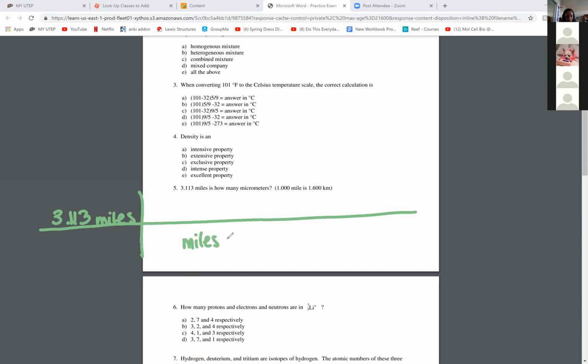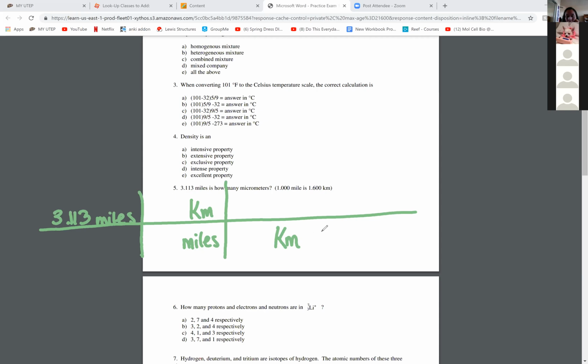Then we can start thinking, okay, what goes on the top? What do you guys think is going to go on the top? Kilometers. Yeah, there you go. It's going to be kilometers. And after we get kilometers, what are we going to convert to? What do we put on the bottom? Well, if we want to cancel out kilometers, we have to put kilometers on the bottom, right? And then what's going to go on the top?